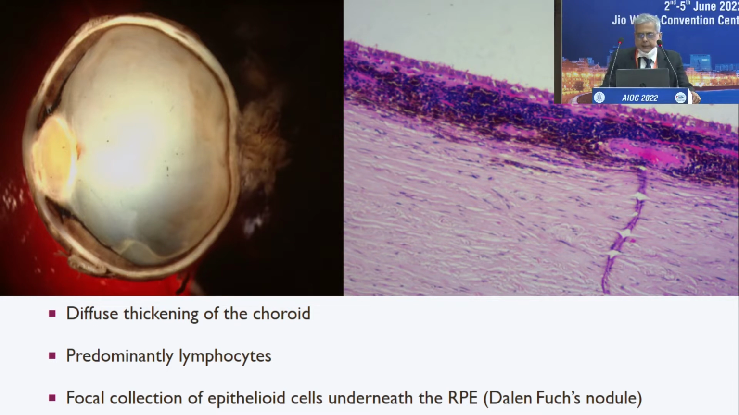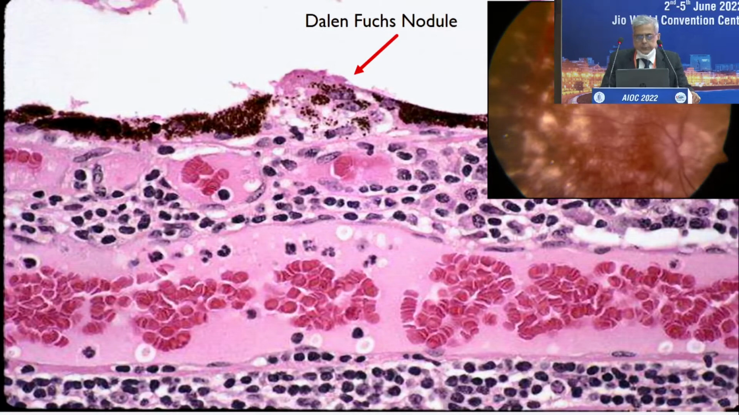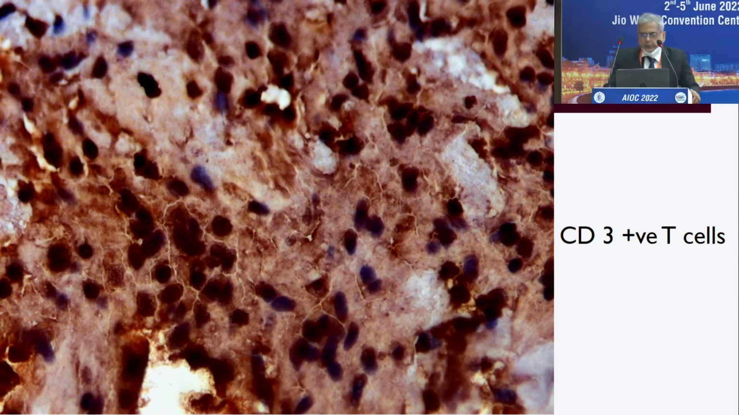And there is a diffuse inflammatory cellular infiltration, predominantly lymphocytes, involving the choroid with the choriocapillaris sparing. We could also demonstrate Dalen-Fuchs nodule, a focal collection of lymphocytes and epithelial cells underneath the RPE, as well as the diffuse infiltration of lymphocytes in the choroid. Immunohistochemistry showed predominantly CD3 positive T cells.